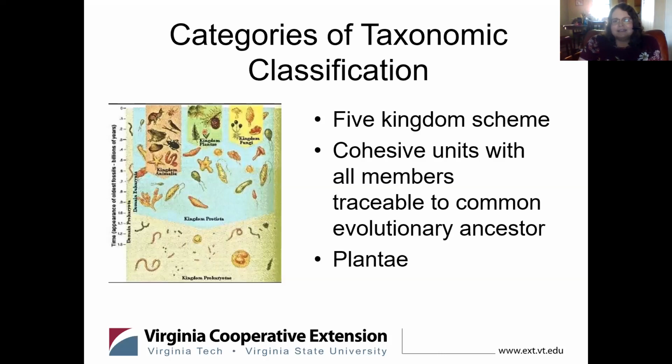So, categories of taxonomic classification. This is what the taxonomists use just as a starting point. The five kingdom scheme is typically used. These are cohesive units, all members traceable to a common evolutionary ancestor. So that is where taxonomy starts from, the theory of evolution. And plant kingdom is what we are talking about. We will not focus on the others, but plants. That's what we're going to fall into today, and specifically more woody plants.